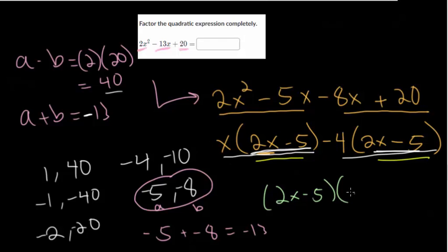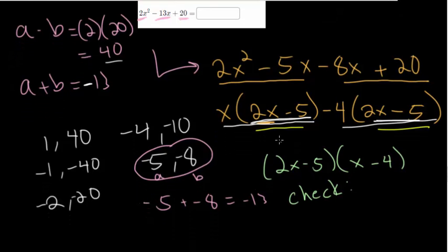Here I'm left with just an x. And here I'm left with minus 4. And let's check it just to make sure. You never want to assume your answer is right unless you've checked it. So we're going to remultiply it out.